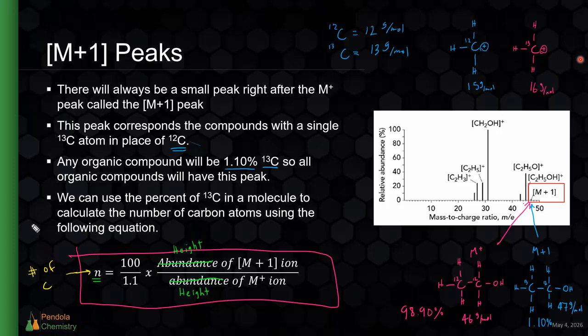This is something that is a really easy point to score if you remember the equation. If you don't remember the equation, you're never going to get the answer. But most of the time, we don't even have to guesstimate or guess what the heights are. They will tell you in the question what the height of those peaks is. And then all you have to do is remember the equation, divide, and then times 100 over 1.1 to get the number of carbons as a whole number.